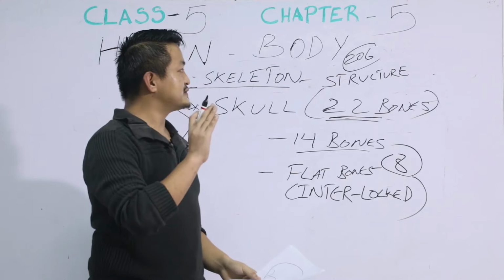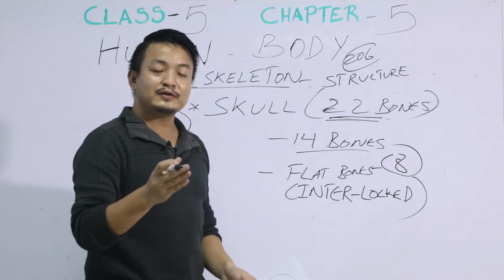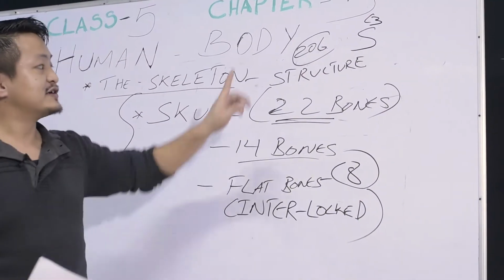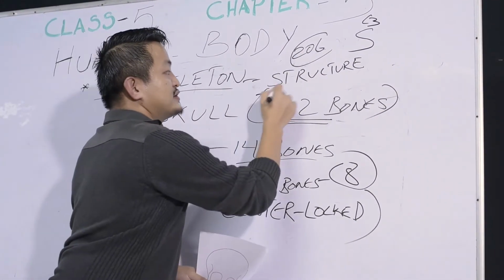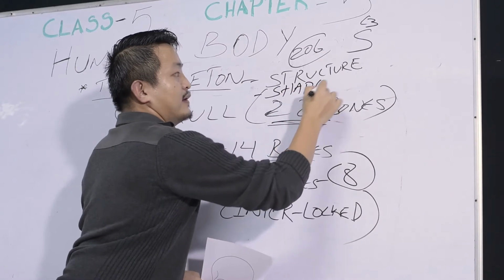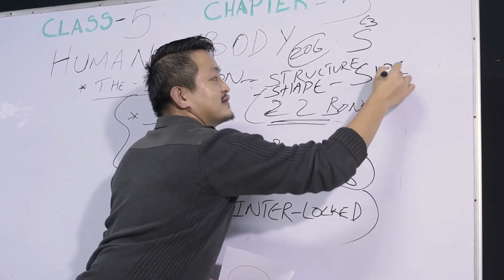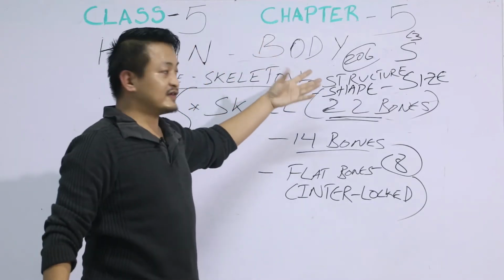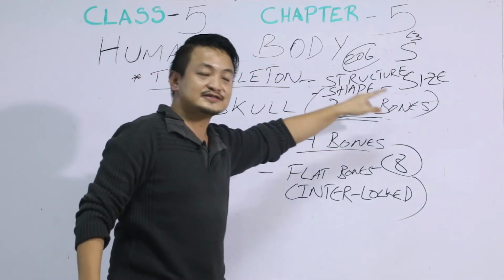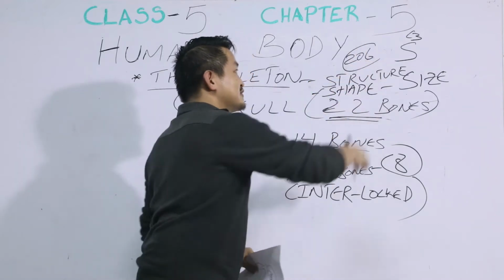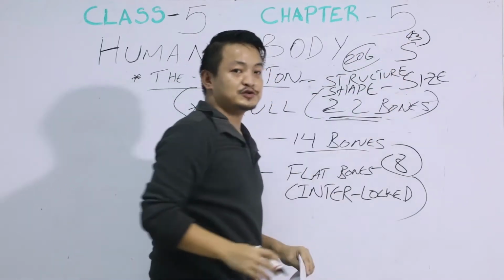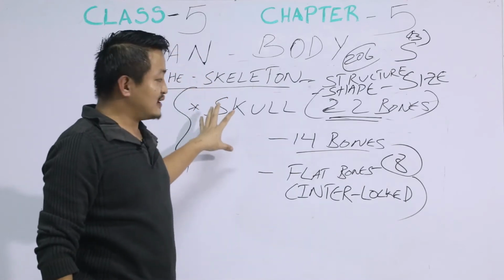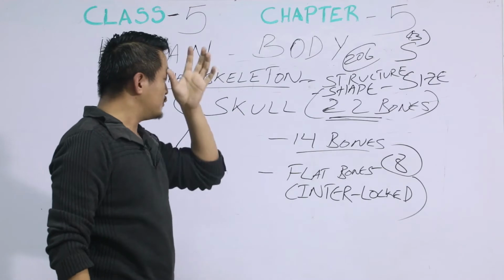Just to help you remember, I'll say S cube, okay? S cube means structure, shape, and size. Now, the human skeleton gives us what? The skeleton gives us the structure, shape, and size. So S cube, just to help you remember this one, I'm giving you a trick, okay? Now, the first part, the skull, I'm sure now you are familiar with how many bones we have.